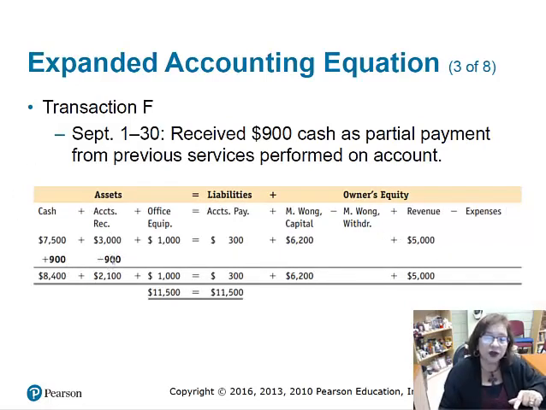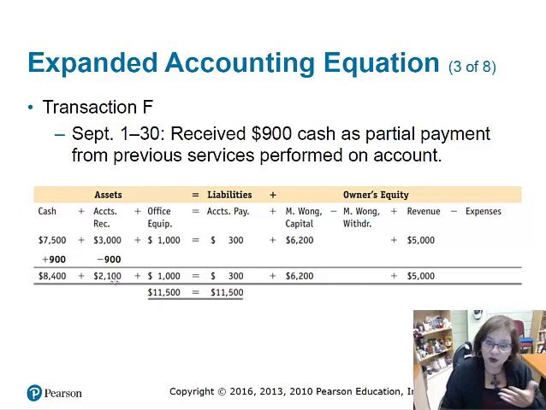You take out the $900 from the accounts receivable. You were paid that money, so you put it into cash. Nothing happens on this other side. It's not considered revenue because it was previously recorded as revenue. It's now deducted from the accounts receivable, meaning now they don't owe you $3,000 anymore. They only owe you $2,100.